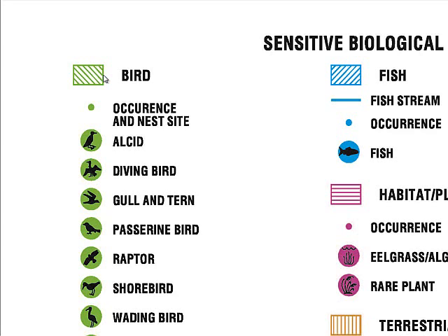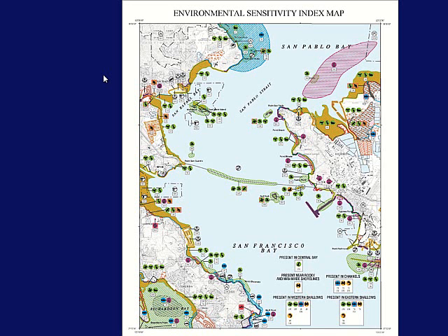So you can see we've got diving birds, gulls and terns, raptors, shorebirds, wading birds. We've got eelgrass over here. We've got fish. So you can look at the map without the legend necessarily and say, oh yeah, I must be worried there's some fish that occurs in this area or some bird that I'm worried about. Again, this is an example of a map. You have some on your tables as well. And you can see that there are a lot of biological resources in any particular given area.